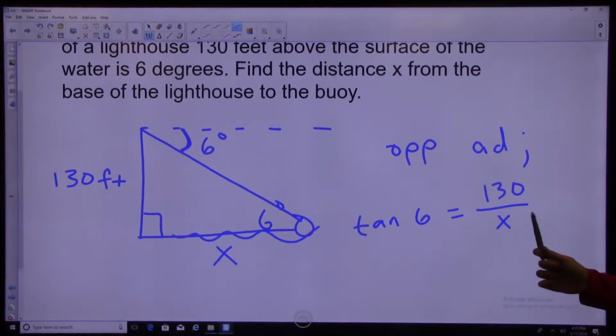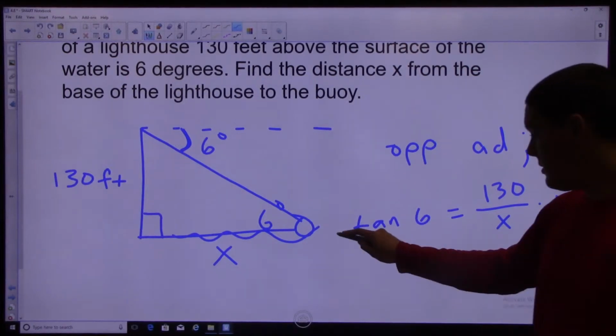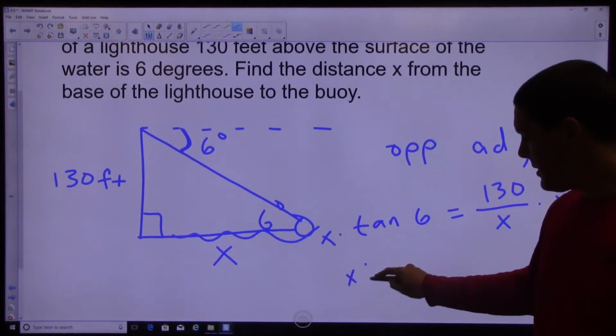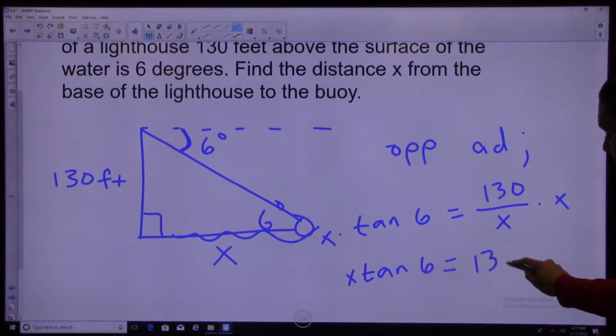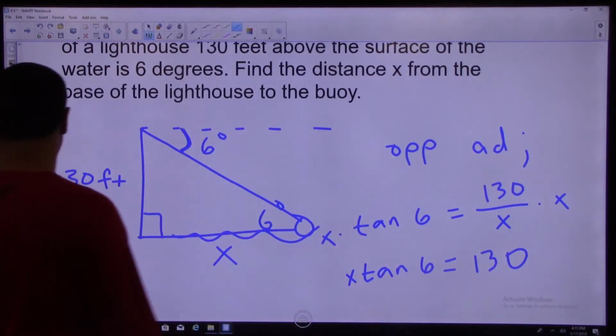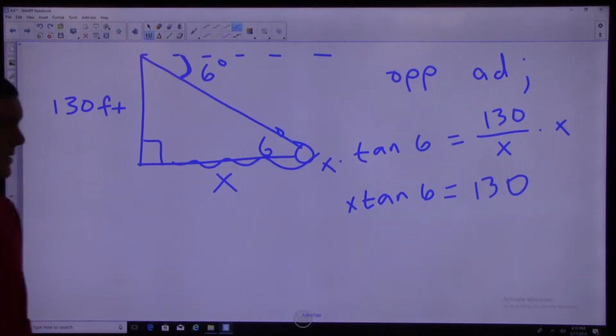So how do we get rid of division by x? We want to get x in the numerator. We just want to get x equals. So how do we get rid of division by x? That's right, multiply by x. So we got x tan of 6 is equal to 130. Okay, we're almost there. Now we got x times the tangent of 6 is equal to 130.